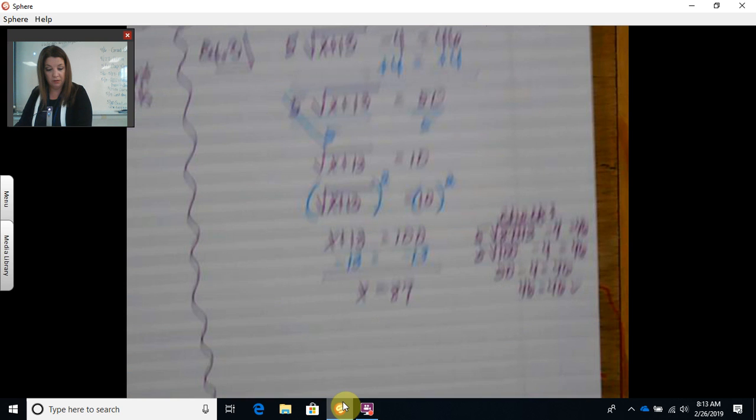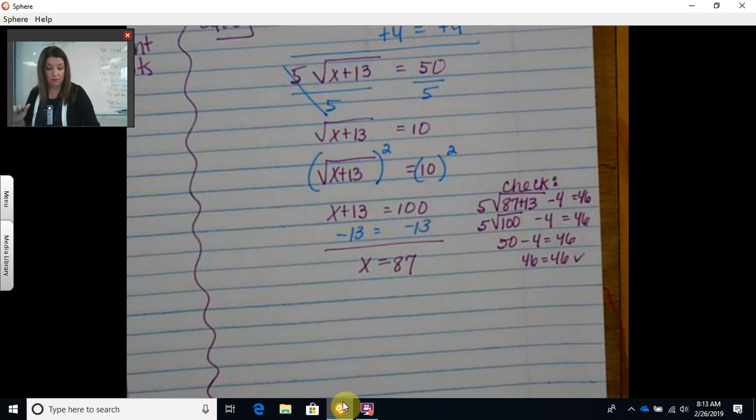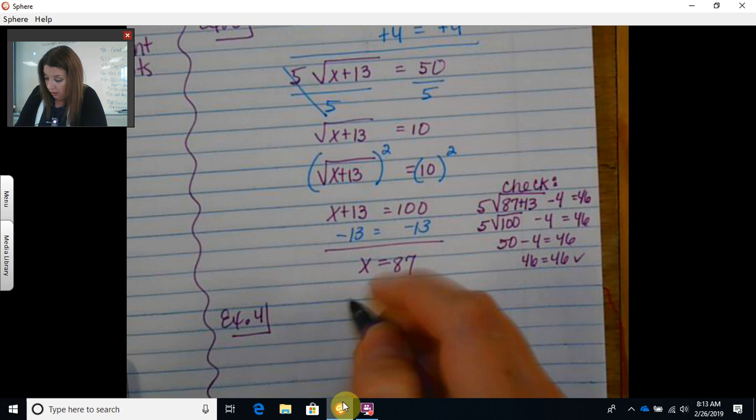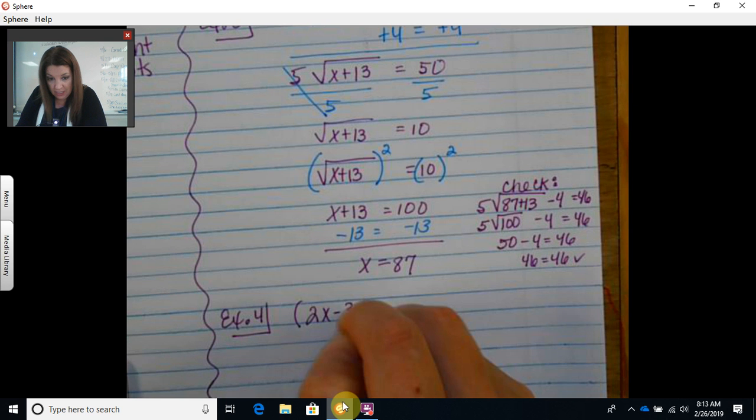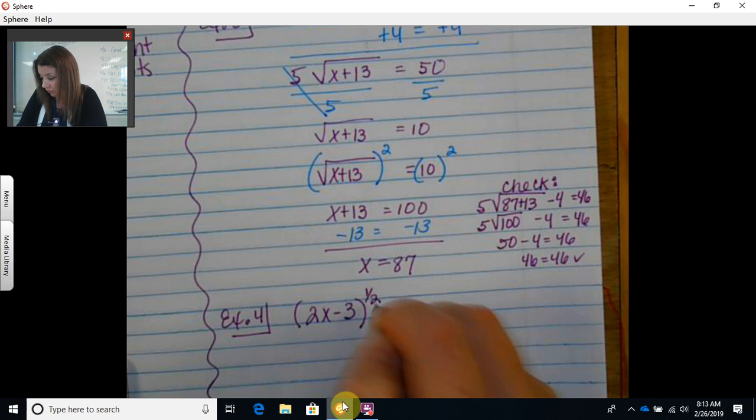Example 4. I have 3 more examples. This next one will go quick. Example 4. Open parentheses, 2x minus 3, quantity raised to the 1/2 equals 17.